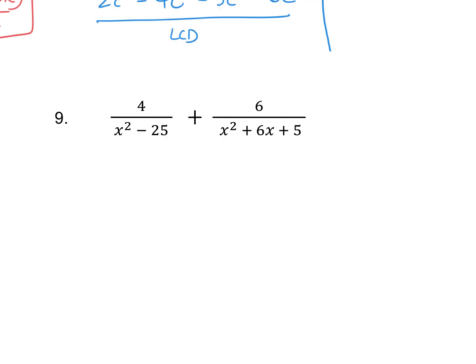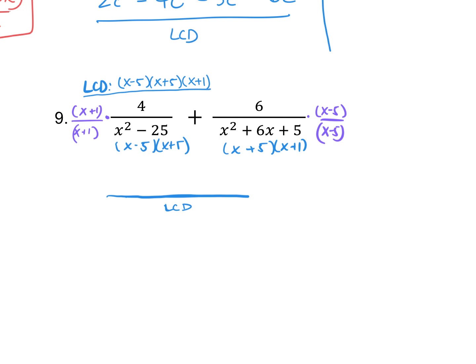Okay, so jump in here and make sure that your LCD is this, x minus 5, x plus 5, x plus 1. And if you notice, there's both of those, and here there's my x plus 5, but I needed that x plus 1 as well. So I'm going to multiply by what I need. I only need an x plus 1 here. So I'm going to go ahead and distribute and say 4x plus 4, okay? And then over here I have a 6 times x minus 5, so that's plus 6x minus 30. Okay, combine like terms. I have 10x minus 26.